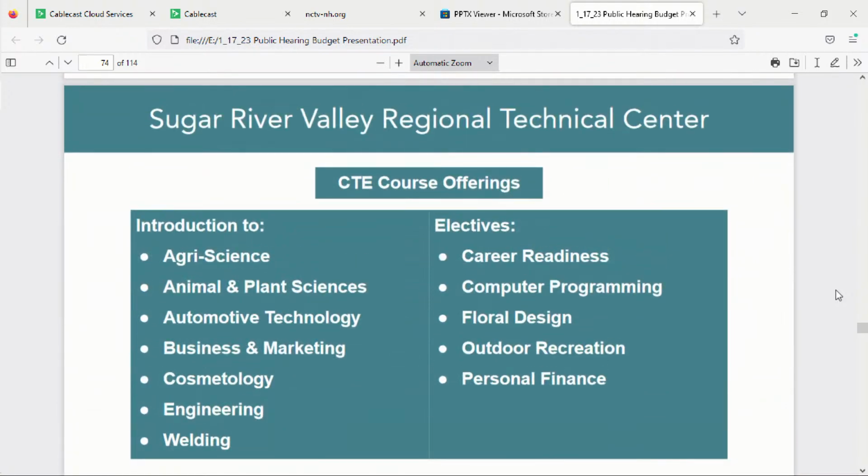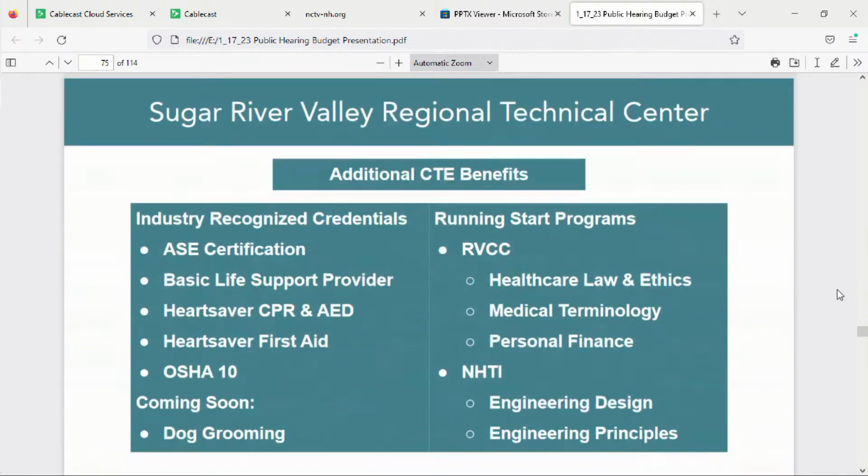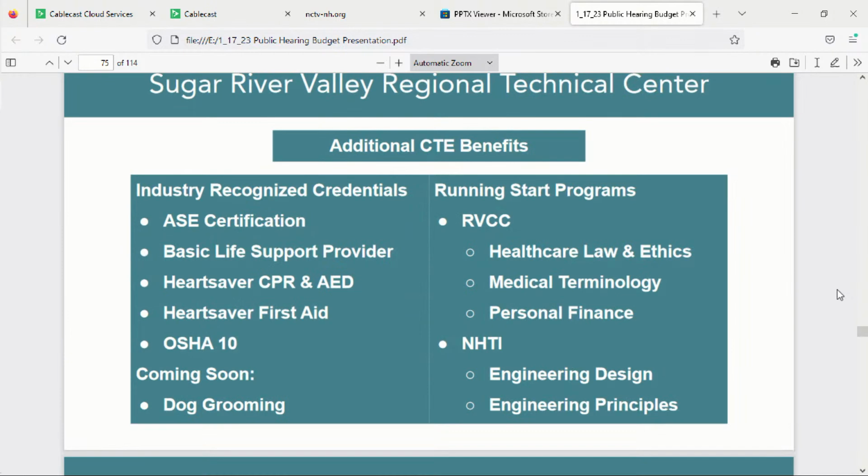He's listed course offerings for you, which I do think they've done a great job of expanding and meeting the needs, and again, employment options after high school for our students. And he's listed here those industry recognized credentials that students can leave with, certifications for OSHA, CPR, ASE. He's also listed the Running Start programs that we offer to our students right now. Running Start would mean that a student could earn a college credit while in high school.